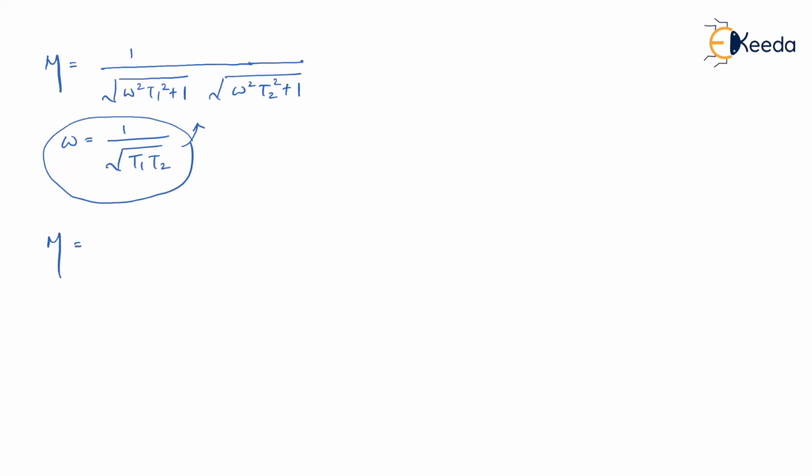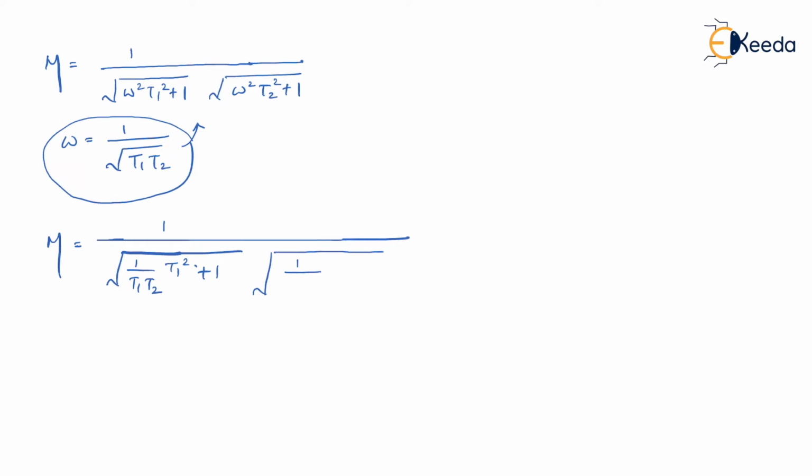So now I'll get the magnitude, that is 1 over under root of, now imagine it is omega square. If it is omega square, omega is 1 upon under root of t1 t2. So it will simply become 1 upon t1 t2, isn't it? And then we have multiplied by t1 square plus 1. In the second root, similarly, let us substitute omega square as 1 upon t1 t2. But then we have t2 square here plus 1. I hope you understood this.